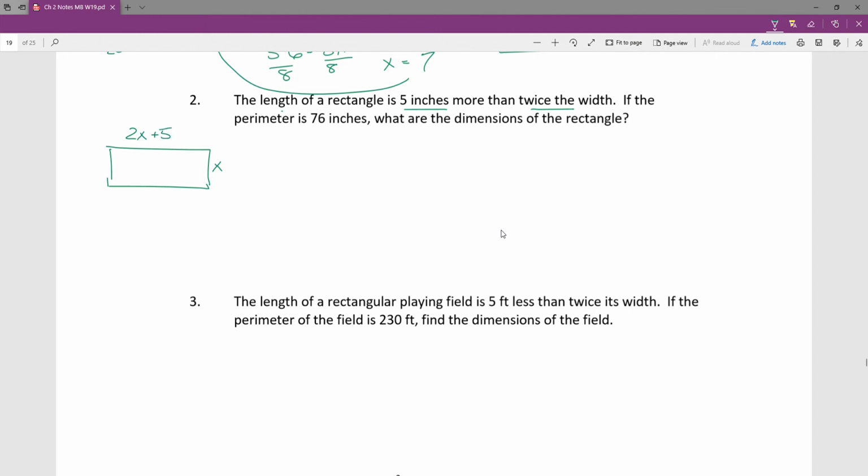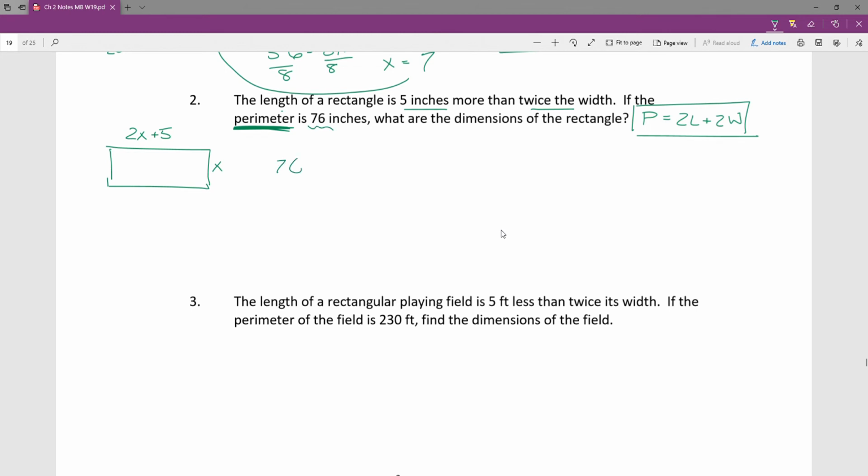I get that it's 2x plus 5. The next sentence of the question says that the perimeter is 76 inches. So that's going to be, again, the framework equation that I use to put the specifics from my picture and the question into the equation.